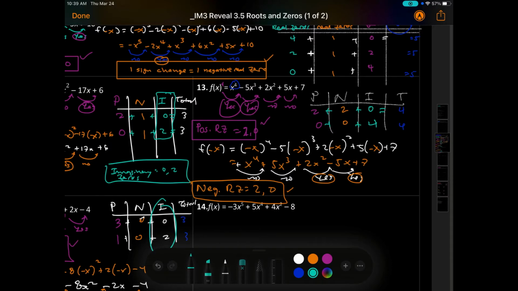I think I'm missing a combination here. Let's just say this one was 2, because that still equals 4. Oh, I see it. You could have had 2 here, or 0, because then this one could have been 0, or this one could have been 2. Does that make sense? So I do have to think about all the combinations. So the imaginary zeros is going to be 0, 2, or 4. But don't worry about duplicate there.